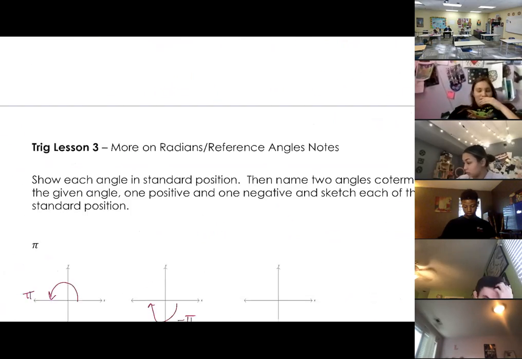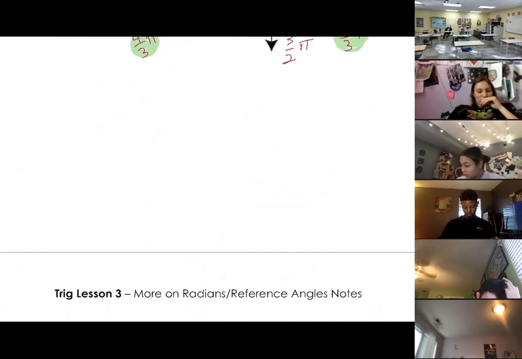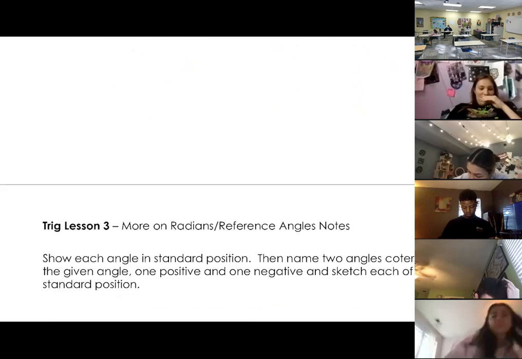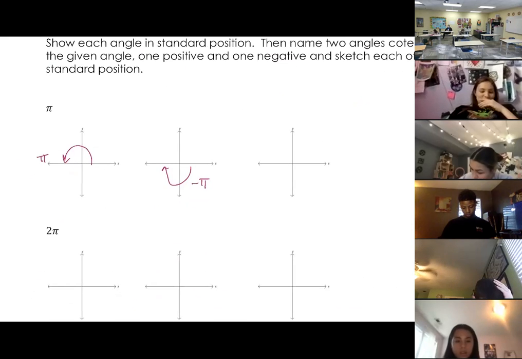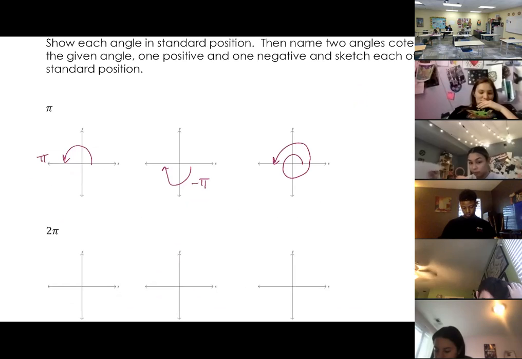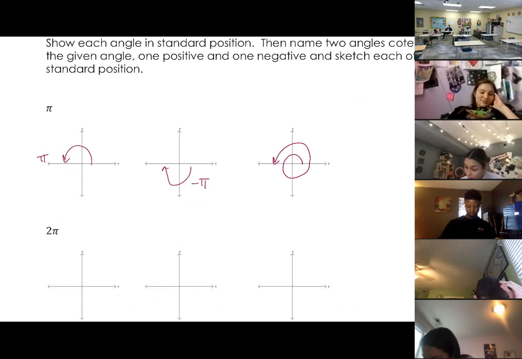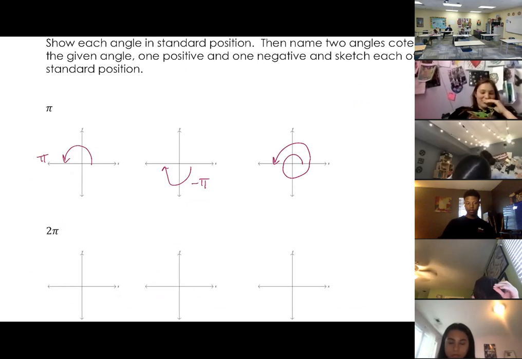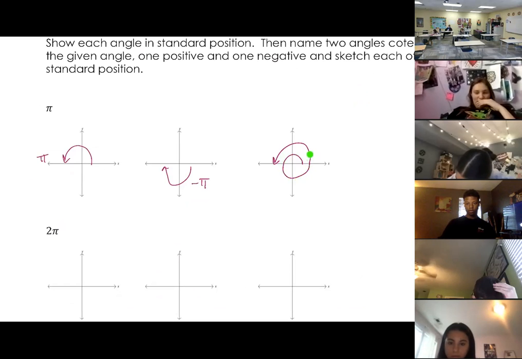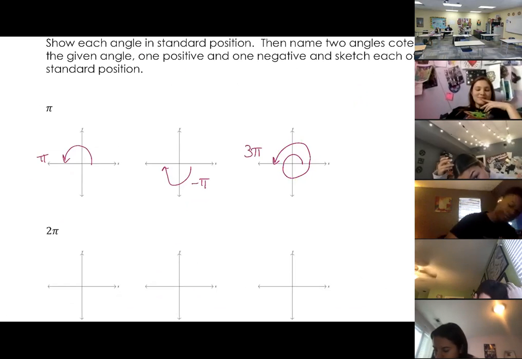Okay, another way I could end up there is I could do a full rotation and then another half rotation. What would that be in terms of radians, guys? Two pi. So the full rotation is 2 pi, and then I do another pi, so it would be 3 pi. That's exactly right. Does that make sense, folks?